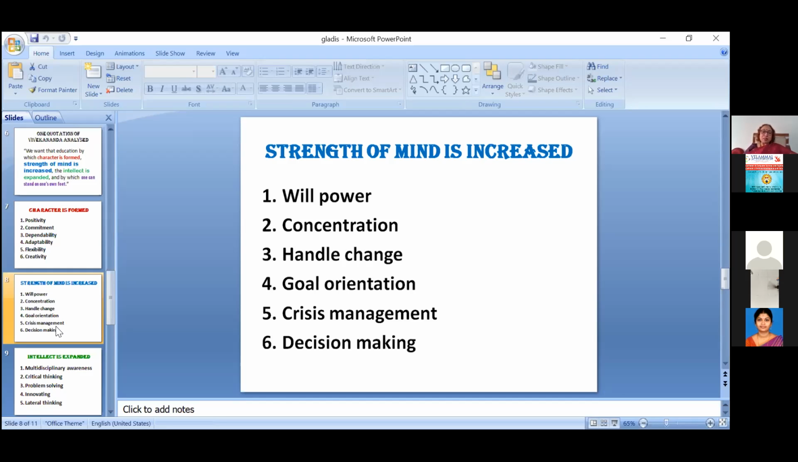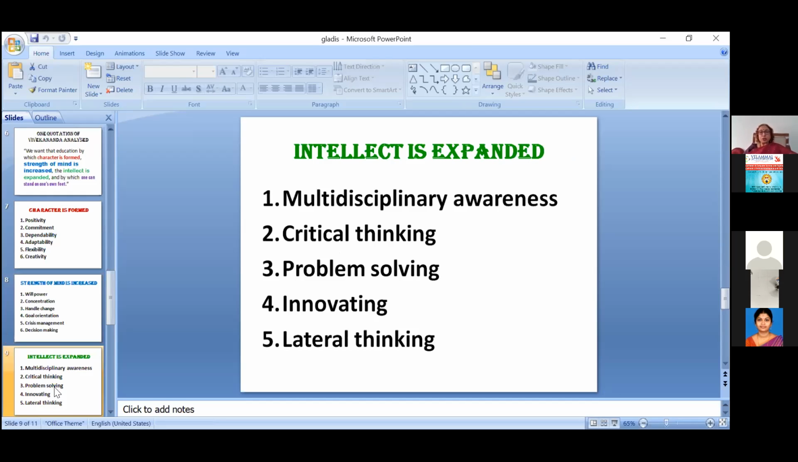Crisis management. How do you manage your difficulties? Only with the help of your mind. So we need to give a mind training. And mind training, again, is not a separate subject. It is integrated into whatever syllabus you teach, whatever subject you teach. Now we come to intellect is expanded. After all, education is intellectual development. So we have to see that the intellect is expanded.